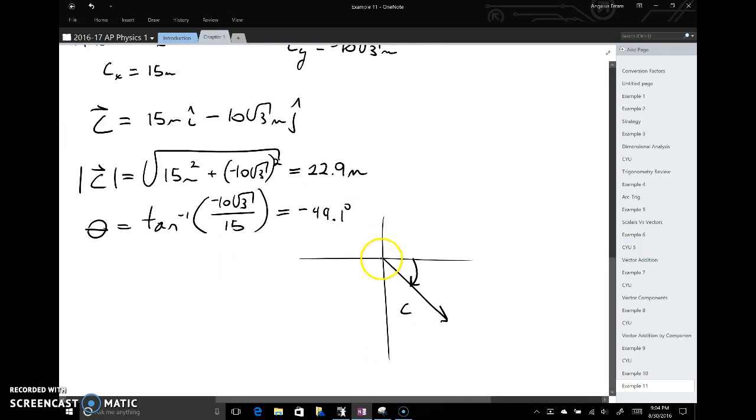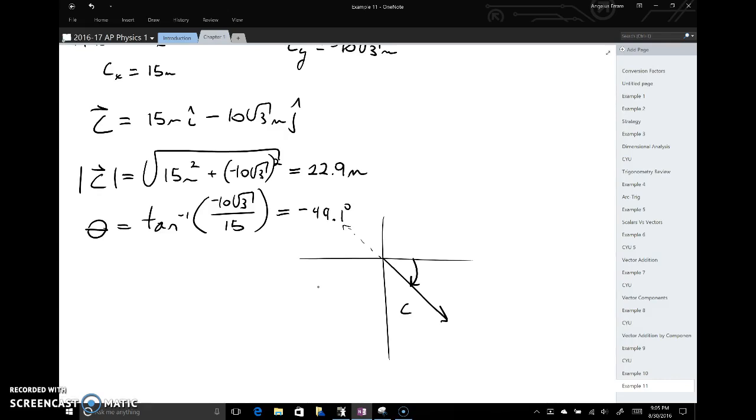We would know it was incorrect if, say, our diagram gave us a vector that was pointed up here in quadrant 2, then we would know we need to add 180 degrees to get the answer from the calculator to match our diagram. That's one of the reasons we always have to draw diagrams, because the calculator could give us an answer that's not valid. All right, so that's that.